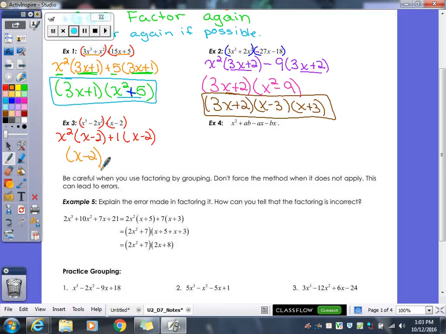So my GCF this time is x minus 2. What goes in my other parentheses? Can we factor that again? No, because again, it looks like it's a difference of squares problem, but it's not because it's got the plus, not a minus.